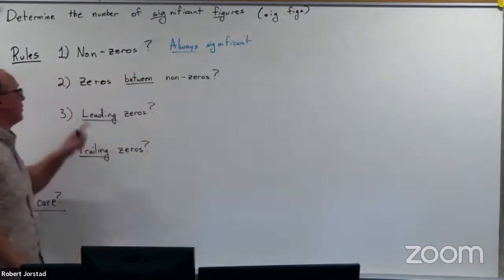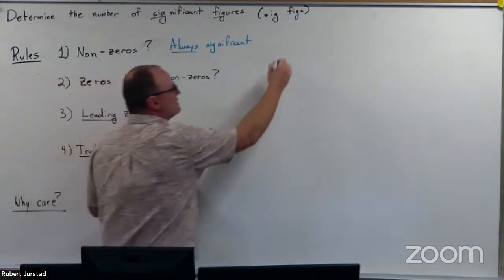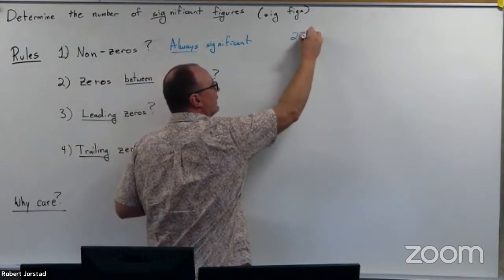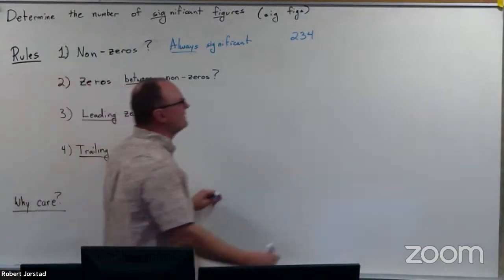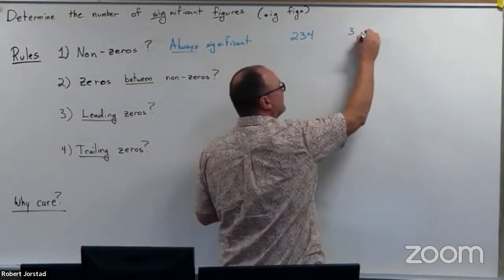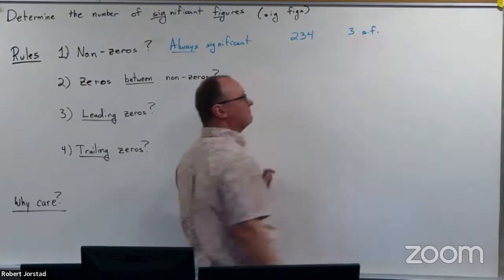Always. For example, let's say you had 234. None of those are zeros, so they're all significant. This number has 3 sig figs.